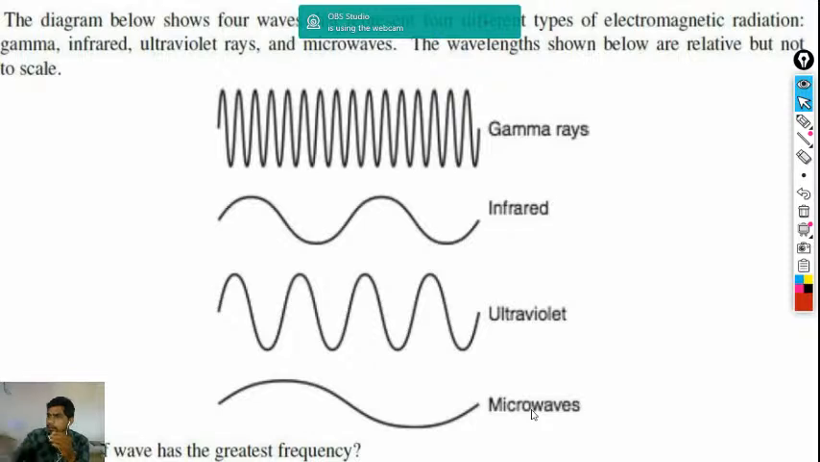Exactly, because their wavelength is less. In terms of energy, which is the highest? Yes, gamma rays.